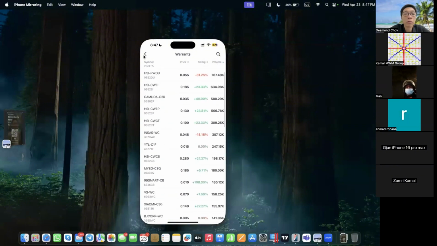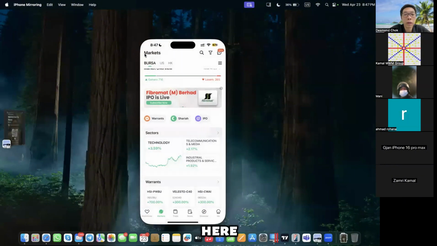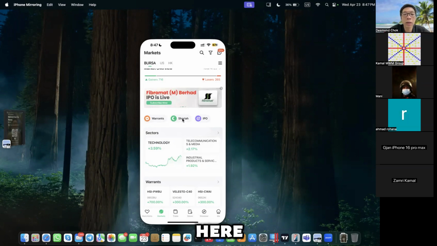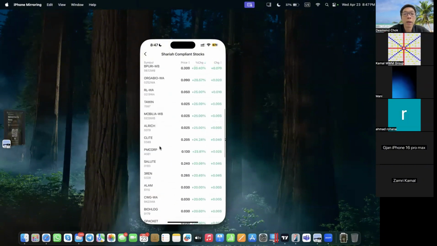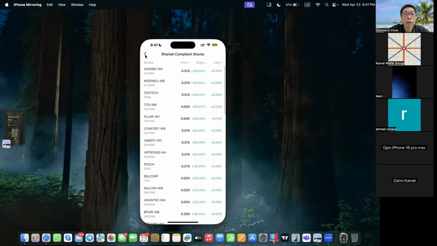If you know how to play warrant, you can select a warrant here. And if not, then there's another way to check. For those Sharia ones, especially the Bumiputra or Malays, they only want to buy Sharia stock only. So you can select here. This one shows all the Sharia ones, the list of it.